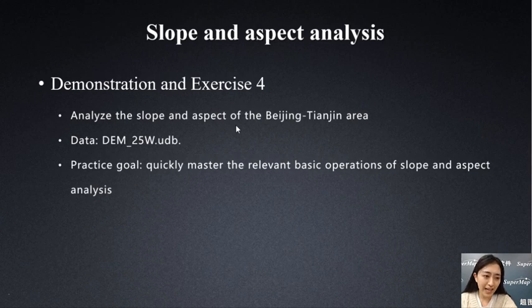For our exercise, we are going to analyze the slope and aspect of the Beijing-Tianjin area, and we are going to use the DEM25W dataset, to help you quickly master the relevant basic operations of the slope and aspect analysis. And then let's open our SuperMap desktop.